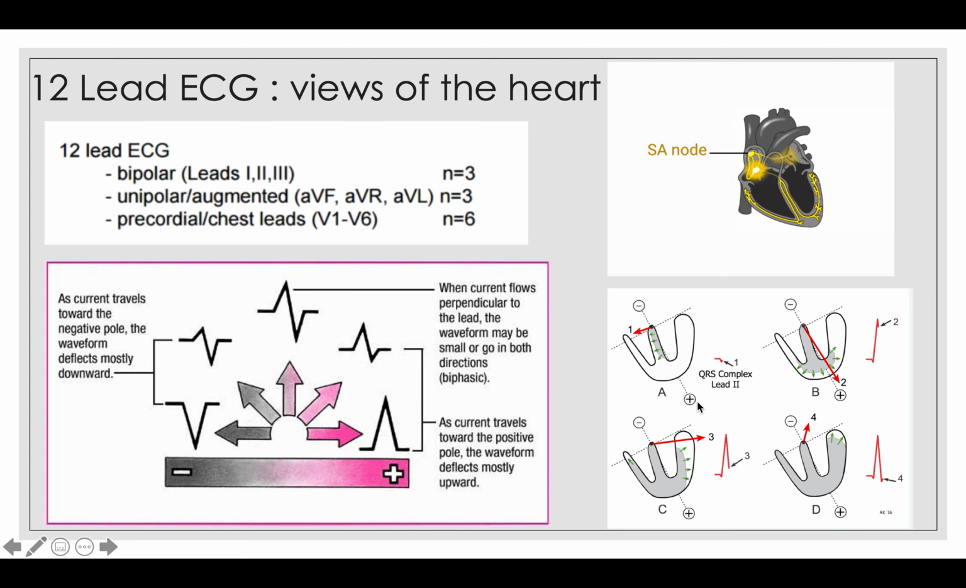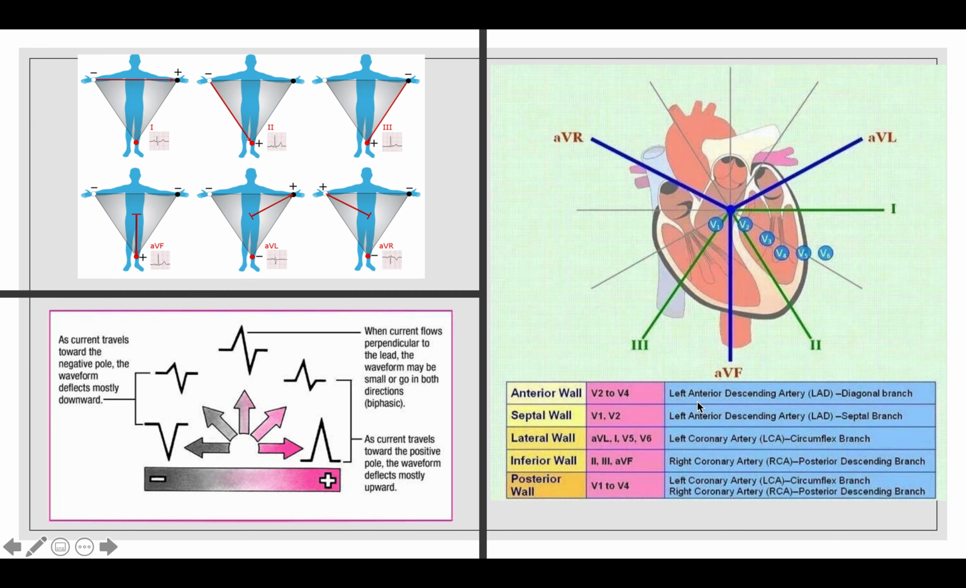Now, unipolar leads, what does it basically mean? The direction of the current can only travel in one direction, so it's unipolar. So it's one that goes in one direction. So augmented leads, AVF, AVR, and AVL are basically the unipolar leads that we're going to be looking at now. Now on the screen, the main image that I want you to focus on is the top left.